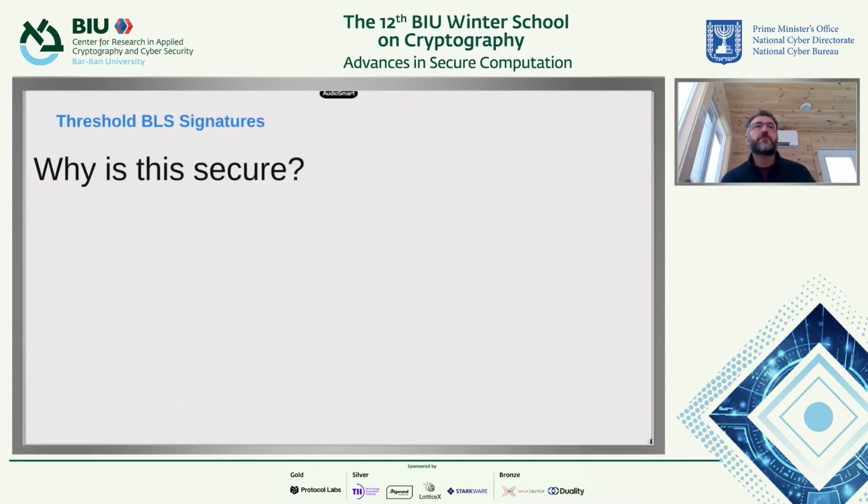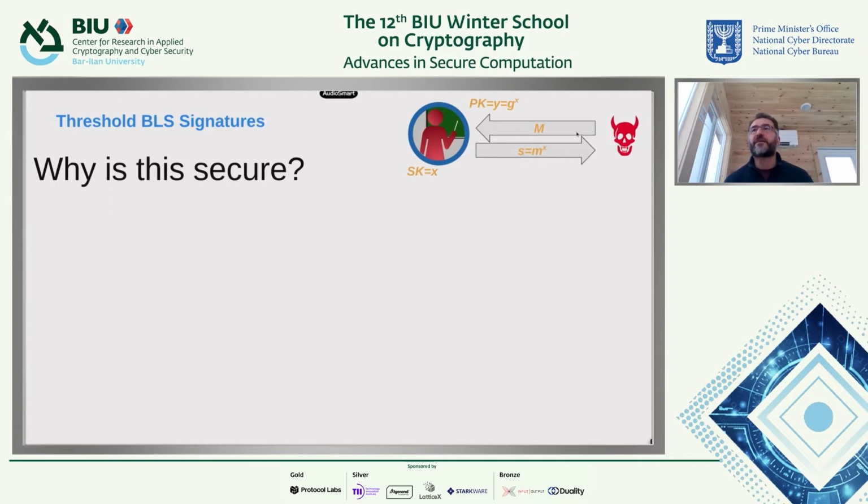Let's argue, why is this secure? So what is security for signature? Security for signature is the classic definition of chosen message attack. The adversary runs on input the public key, it queries messages, and it gets signatures. It does this a lot, and then after a while, the adversary tries to output a forgery. This is a message M that was not asked before with a correct signature. And our goal is to prevent this from happening, right?